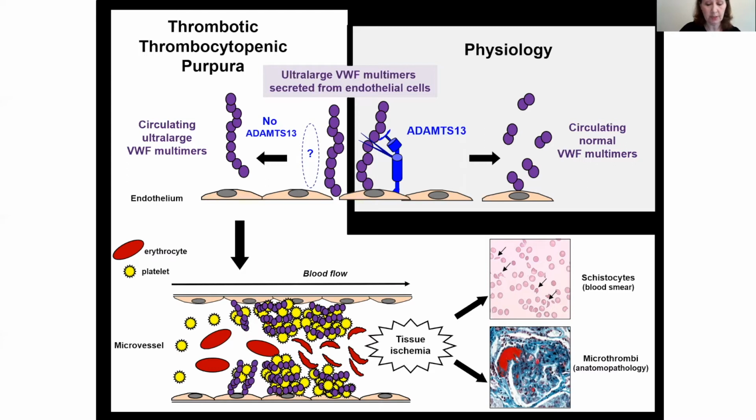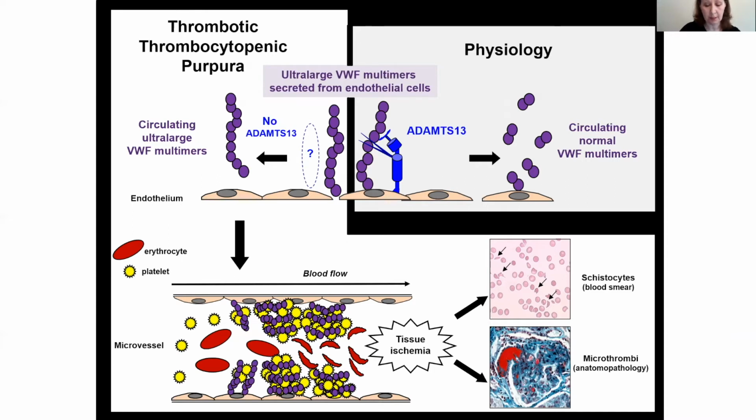In TTP, ADAMTS13 is severely deficient, so some ultra-large multimers of von Willebrand factor are abnormally present in blood. Because these multimers have a too strong hemostatic power, they spontaneously bind to platelets and they form platelet-rich microthrombi within the microvessels where von Willebrand factor is unfolded by the high shear stress of blood flow.